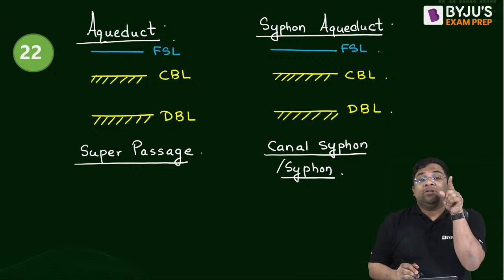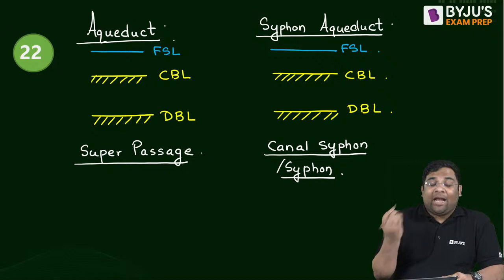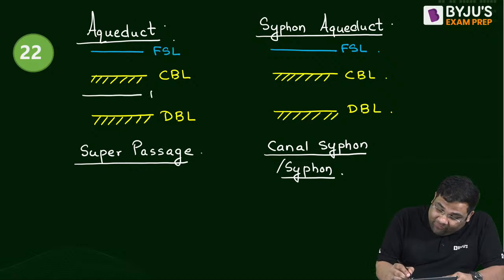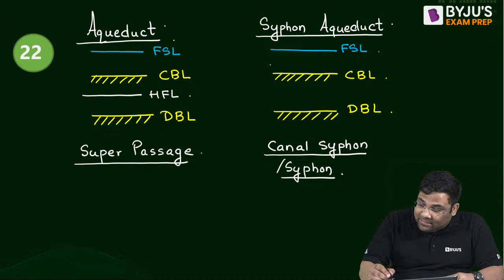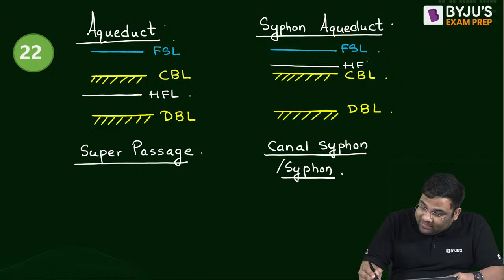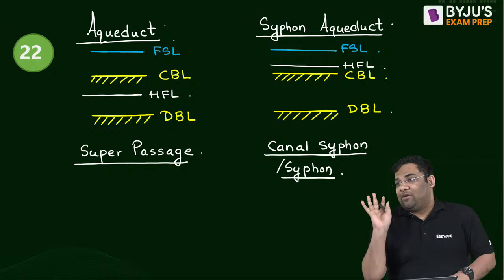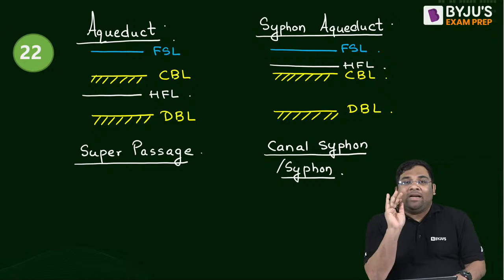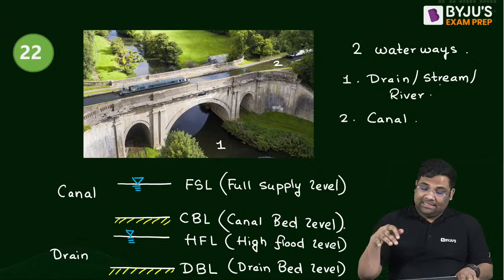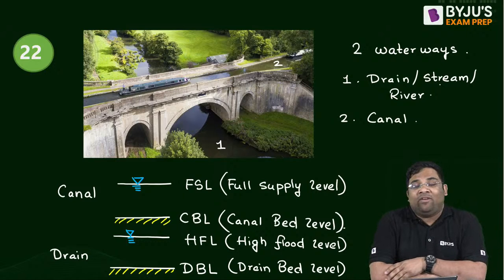Now what is the difference between aqueduct and siphon aqueduct? Very easy. In case of aqueduct, the HFL will be below the CBL, and in case of siphon aqueduct, the HFL will be above the CBL. Everybody understood the difference between aqueduct and siphon aqueduct or not? Now tell me, what is this? This is an aqueduct or a siphon aqueduct?